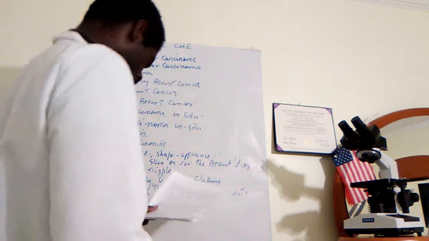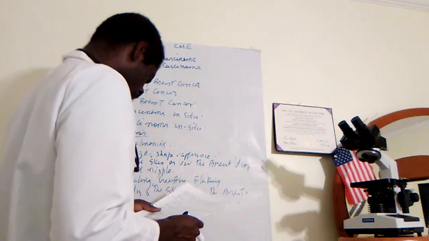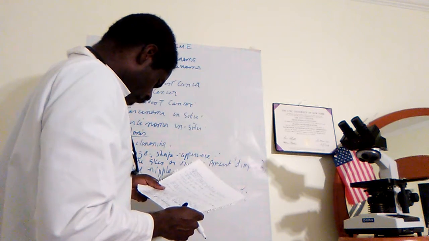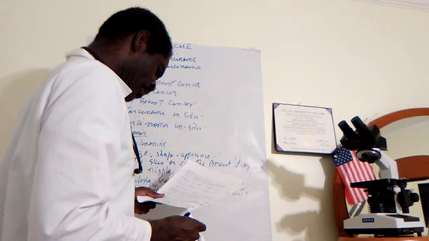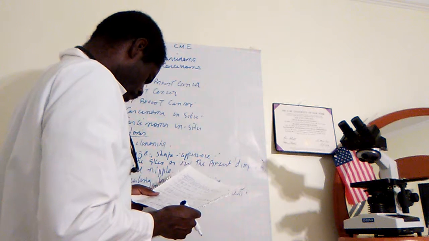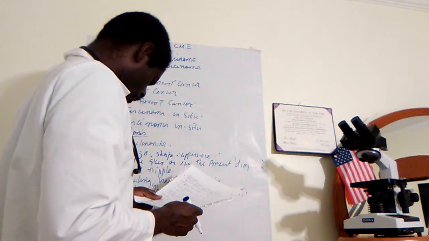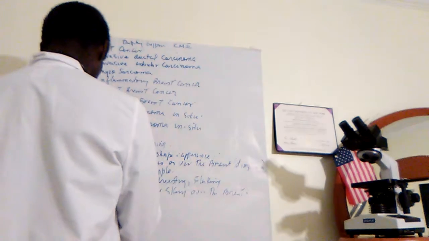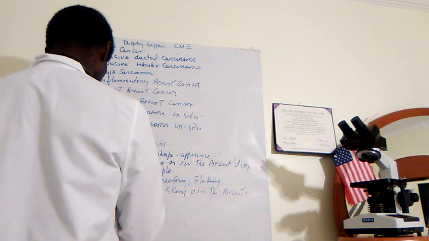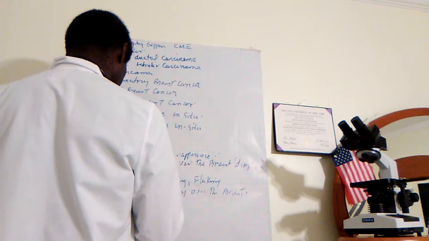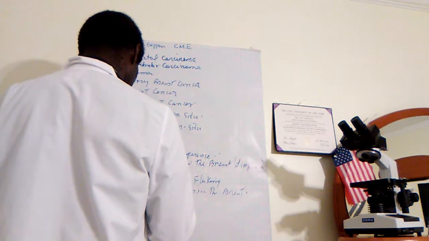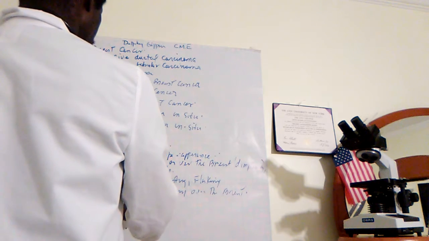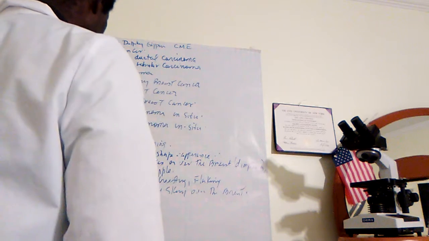Now, statistic-wise, in epidemiology and statistics, we have known that about 5 to 10% of breast cancers are linked to gene mutation. So we have known that 5% to 10% of breast cancer, I just write in abbreviation, BR, breast cancer, are linked to gene mutation.